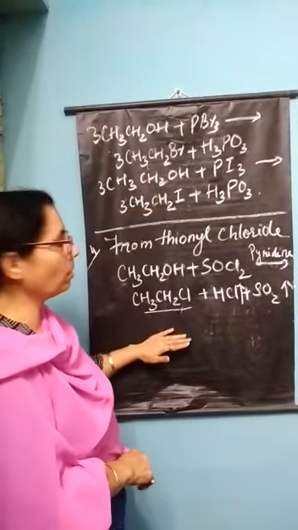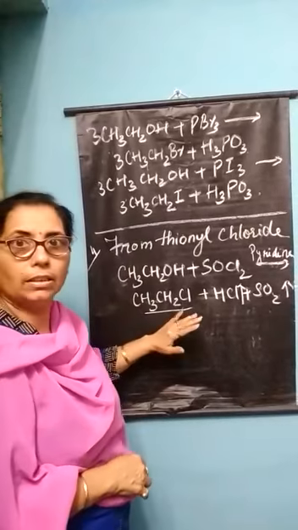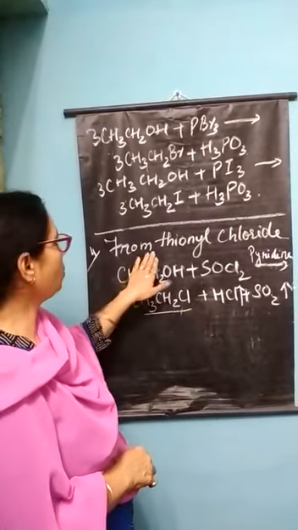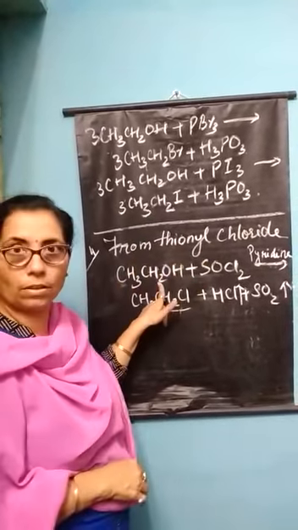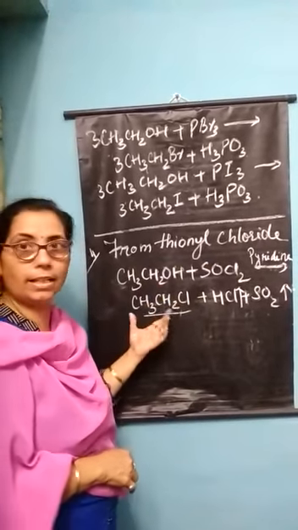Now we can talk about the fourth method by which we can prepare alkyl halides from alcohol. This fourth method is the action of thionyl chloride with alcohol. This is considered to be the best method for preparing alkyl halides.